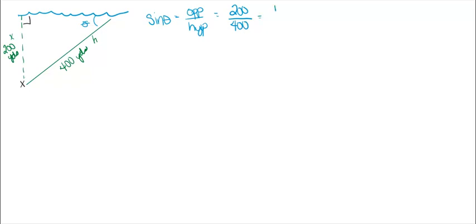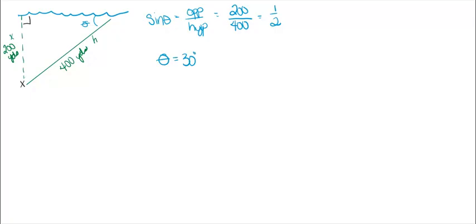So this reduces to 1/2. It's going to be simpler to solve this if we reduce it to 1/2. And you should know by memory, hopefully, but if not, looking on your unit circle, that the sine of what angle is 1/2? The sine of 30 degrees is 1/2. So theta, in this case, would be 30 degrees.